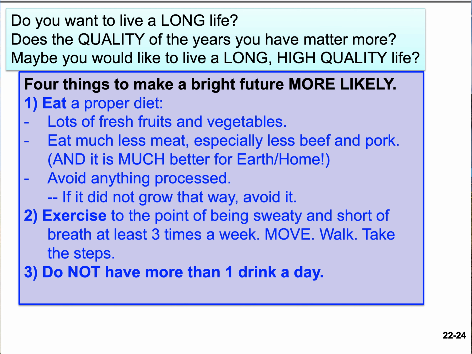Alcohol. You're trying to limit yourself to no more than 1 drink a day. Got to be very careful about that. Excessive drinking is very hard on your body. And this is the point I've made already. Don't use tobacco or even vaping products. And we're starting to accumulate knowledge about the damage from vaping.